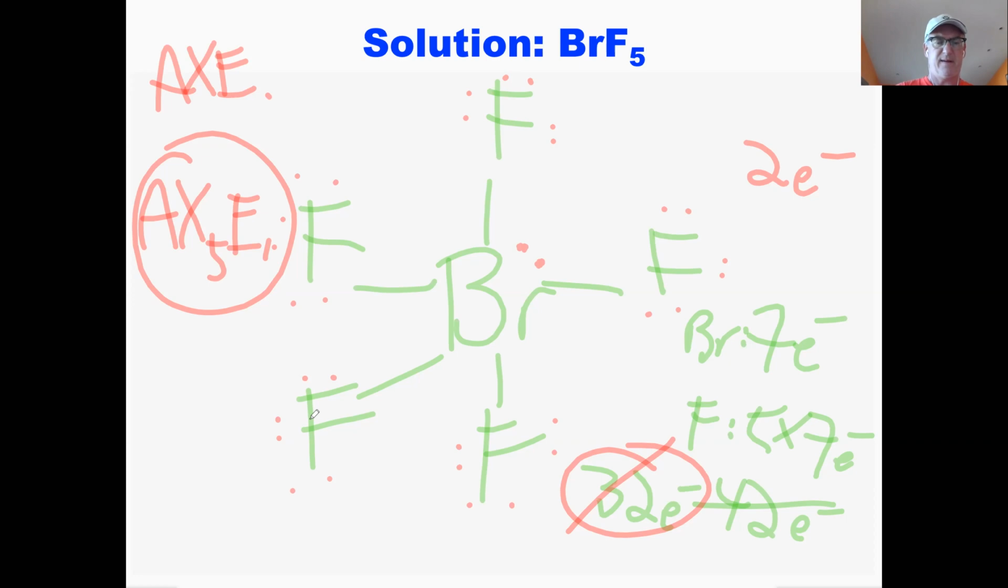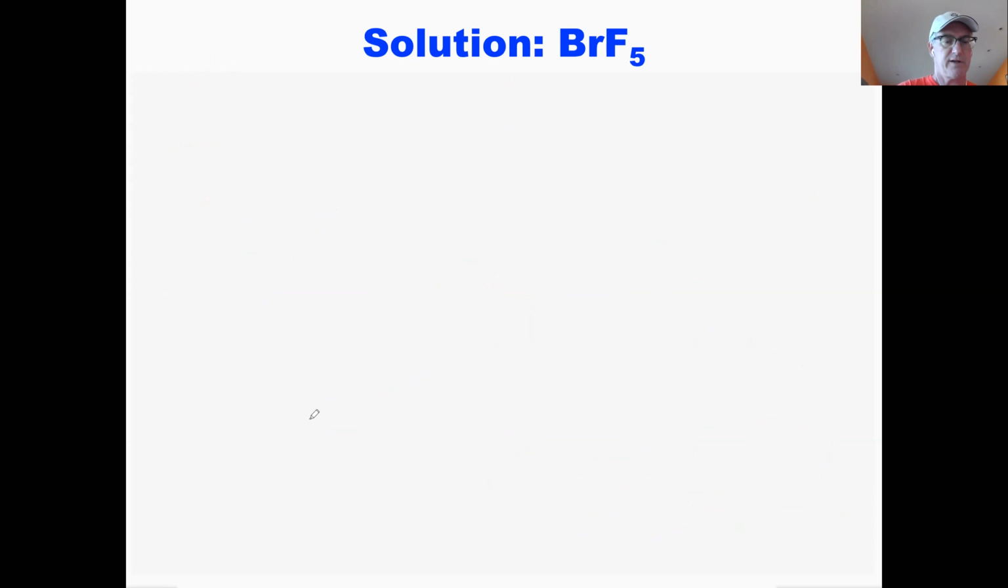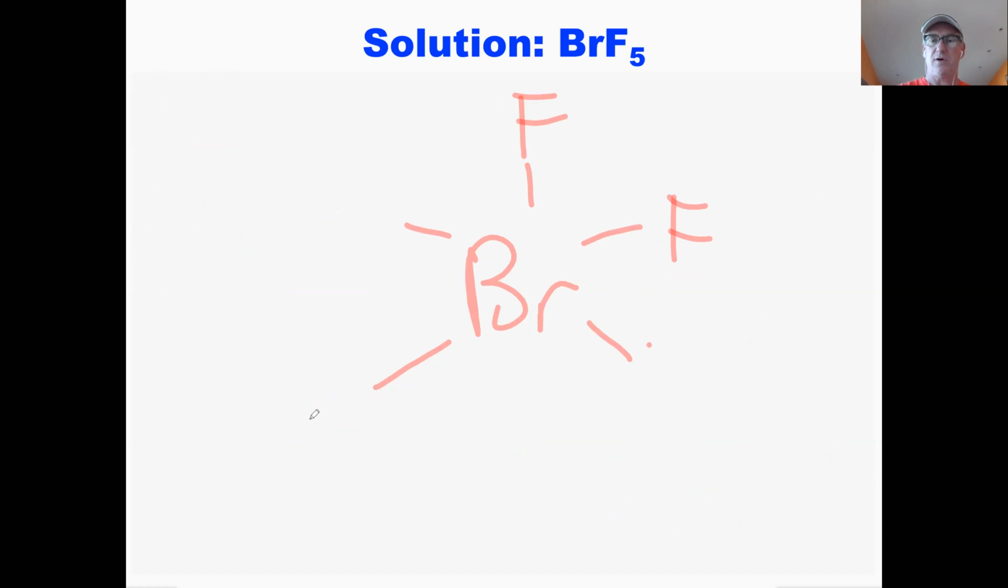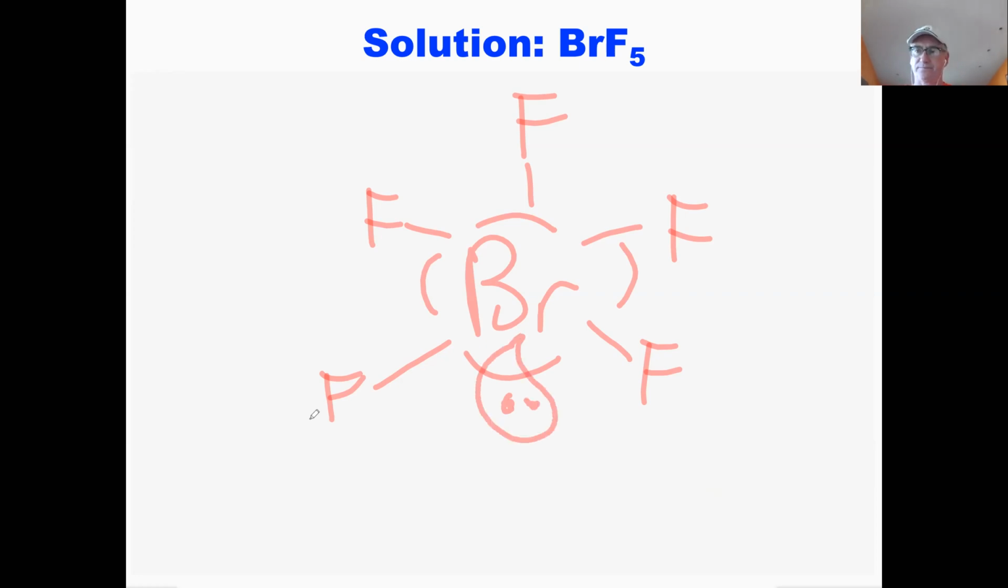So what shape is that going to be? Let me clear these out. It's going to look like this. We've got bromine in the middle, and these 4 around the middle are basically in a flat plane. Then on the bottom, we've got our lone pair coming out of the bromine.